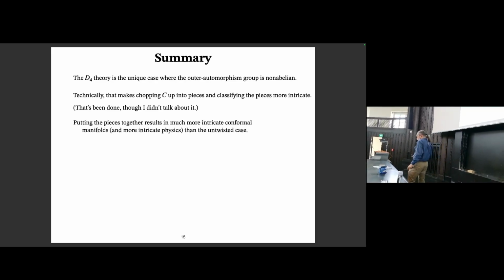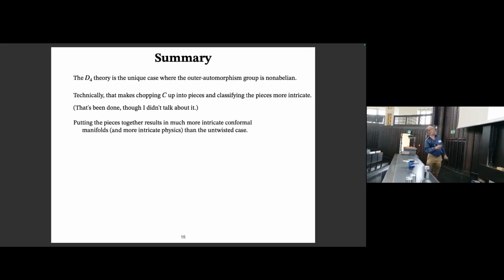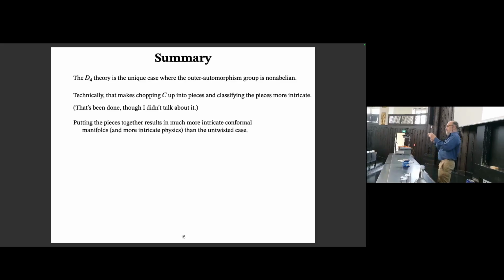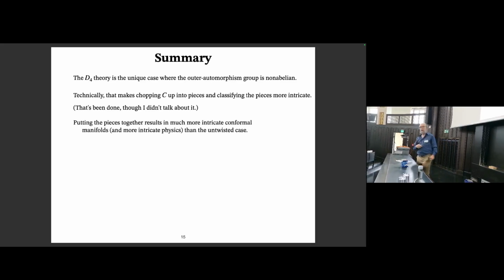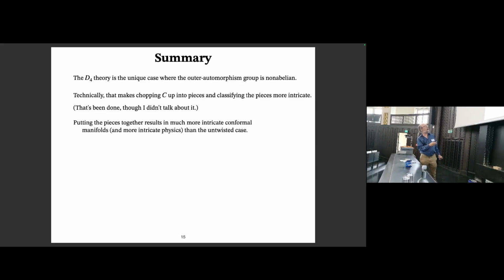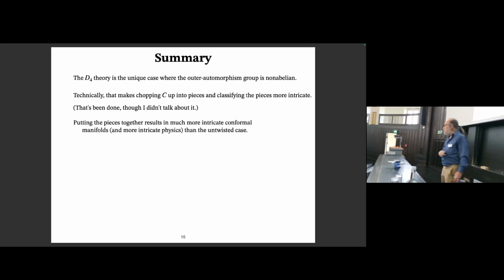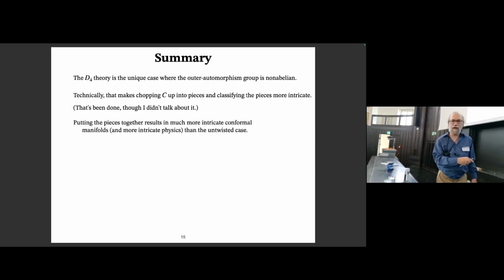The D4 theory is, as I've emphasized, the unique case where the outer automorphism group is non-abelian. Technically, that makes the business of chopping the surface up into pieces and gluing them together by the plumbing construction rather more complicated. But it's a finite problem which has been solved, so that's not really an issue. But putting the pieces together results in much more intricate physics and much more intricate conformal manifolds than we've seen previously. And so that's where I'd like to end.